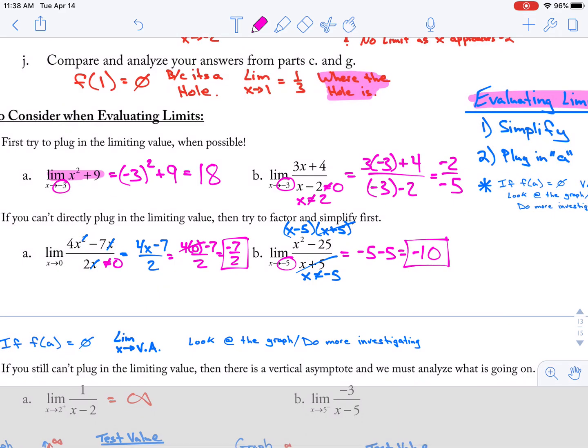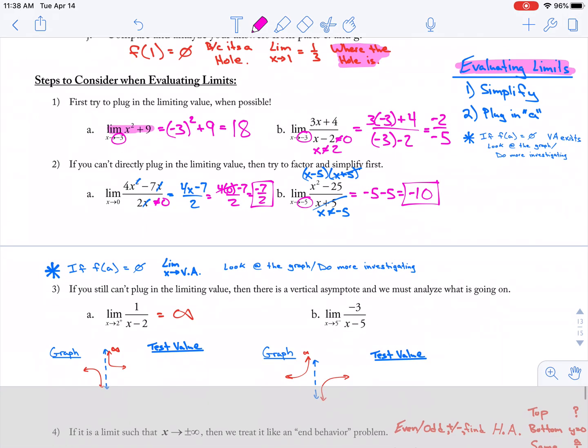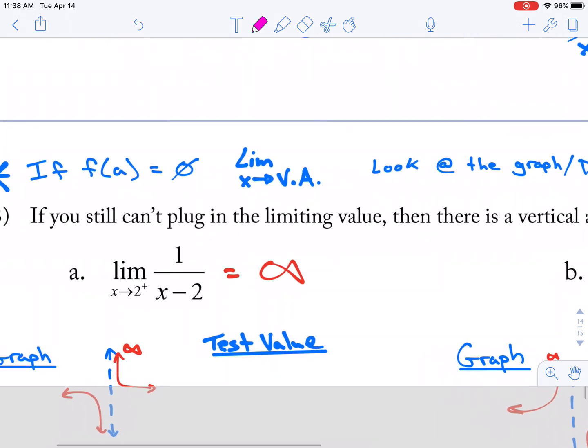That's how easy limits can be if we just simplify and then plug in. If we plug it in, we should get a value out. If we get a value out, then that is our limit. Now, the problem happens if you plug it in and you get undefined, or if the function is asking for a one-sided limit and it has a vertical asymptote.